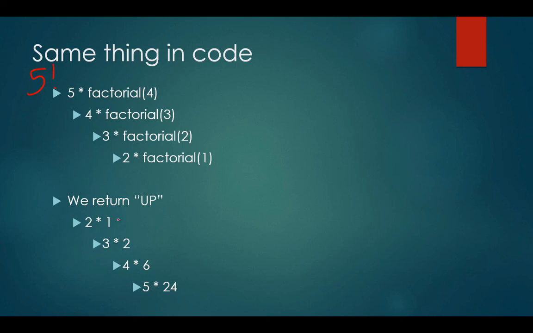All right, 2 times 1 is 2, it's returned here. 3 times 2 is 6, it's returned here. 4 times 6 is 24, returned here. So 5 times 24 is 120, or 5 factorial.